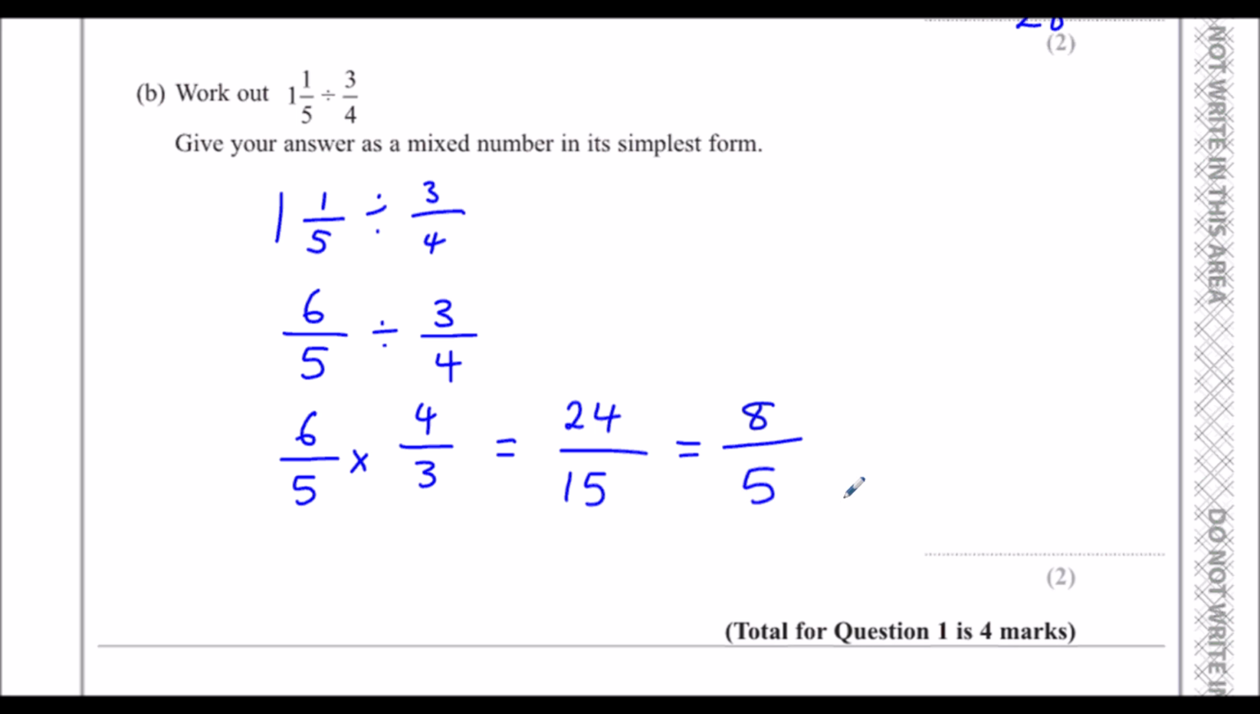So I've got 8/5. I need to give it as a mixed number. So how many whole ones have I got? A whole one is 5/5. So I've got 1 whole one, and I've got 5/5, and I've got another 3/5. So I've got 1 3/5.